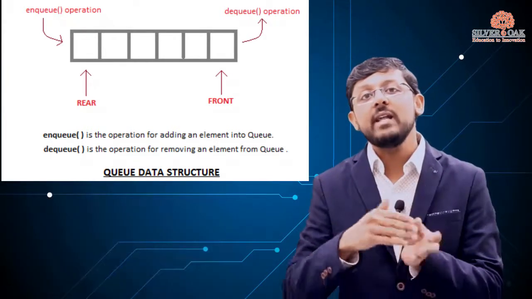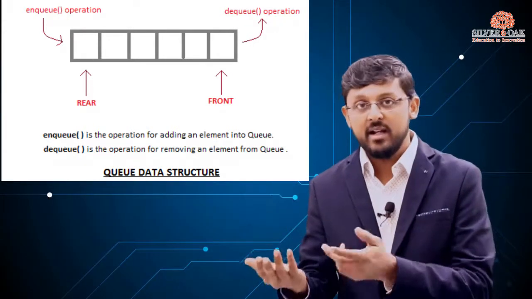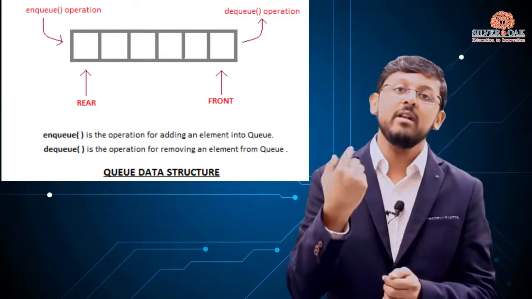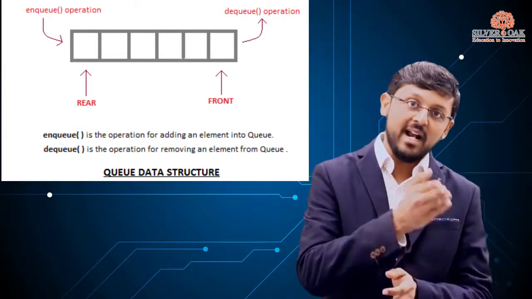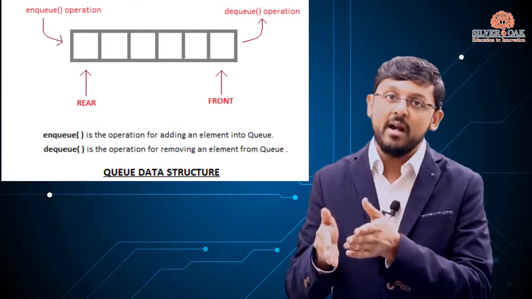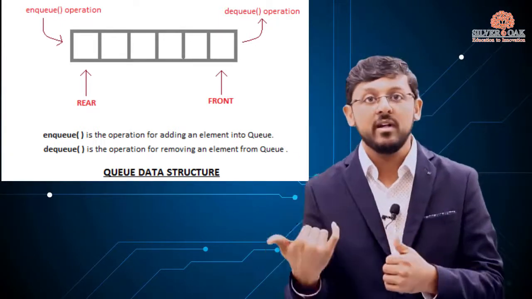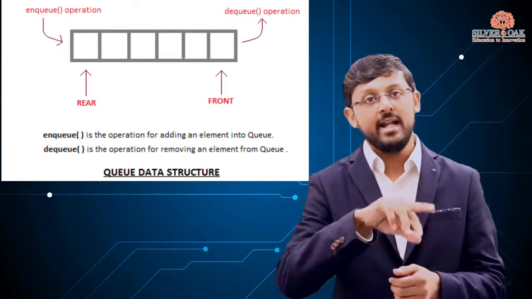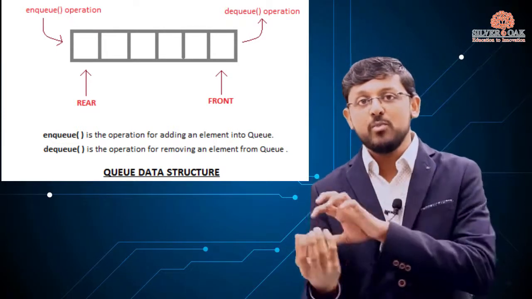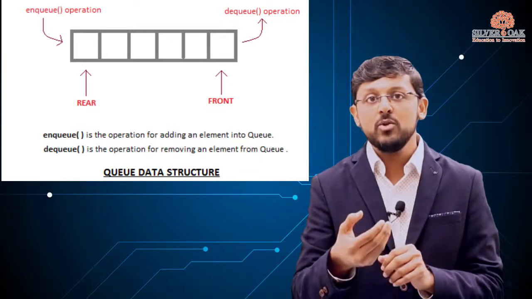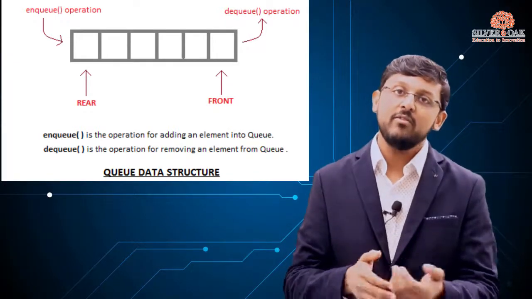From which end will we insert? Rear end. And for deletion, which end will be used? Front end. So two pointers will be required for implementing this queue. Which two pointers? Front and rear. We will call them F and R. So for the insertion process, the rear pointer will be used, and for the deletion process, the front pointer will be used.